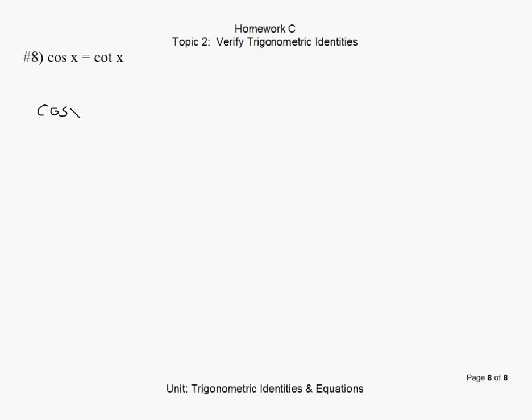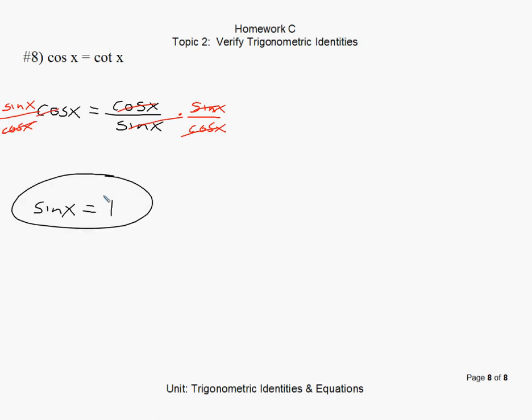Number 8, if you change cotangent to cosine over sine, then multiply both sides by the reciprocal of cosine over sine. On the right, your cosines cancel and your sines cancel, so there's just a 1 left on the right. On the left, your cosines cancel, so you get sine of x equals 1. Once again, that's one answer. There's 5 other answers that are correct as well.